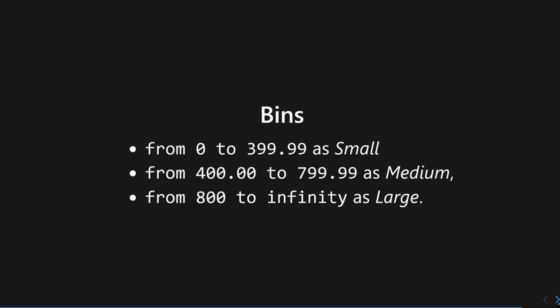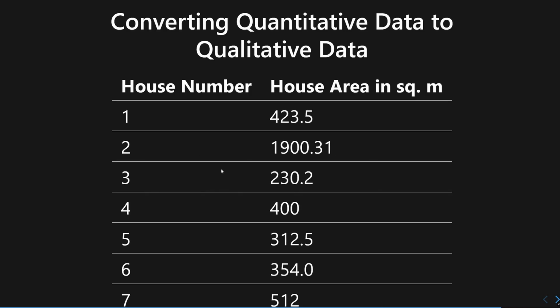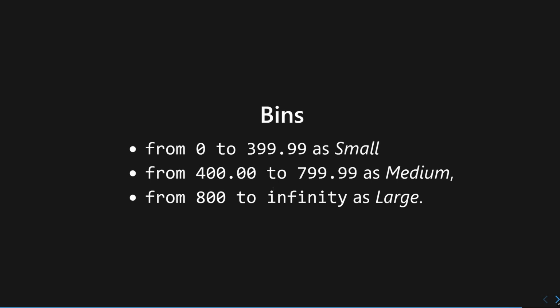So what you're going to do, you're going to create bins. These are known as bins, and bins are basically a range of values that your values can fall in. For example, we create 3 bins out of this data right here. Let's say the first bin is 0 to 399. As you notice right here, this represents a range. The second bin is the range 400 to 799.99. And then the last bin is 800 to infinity.